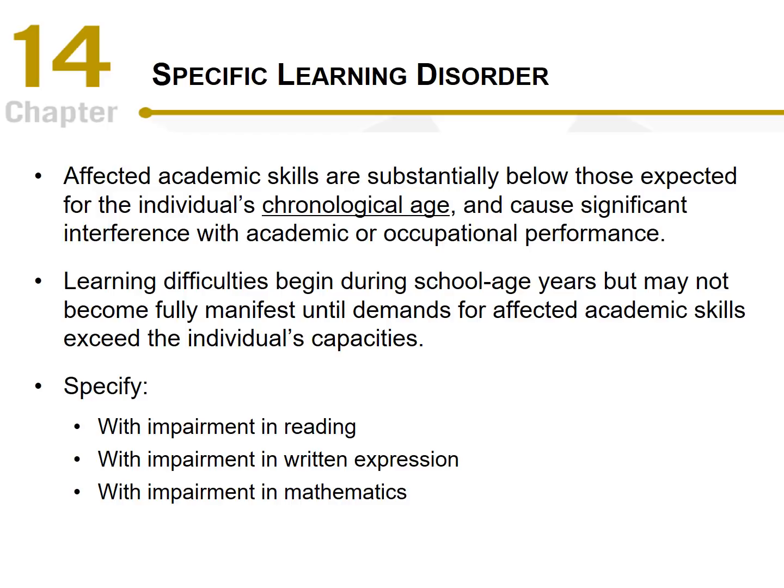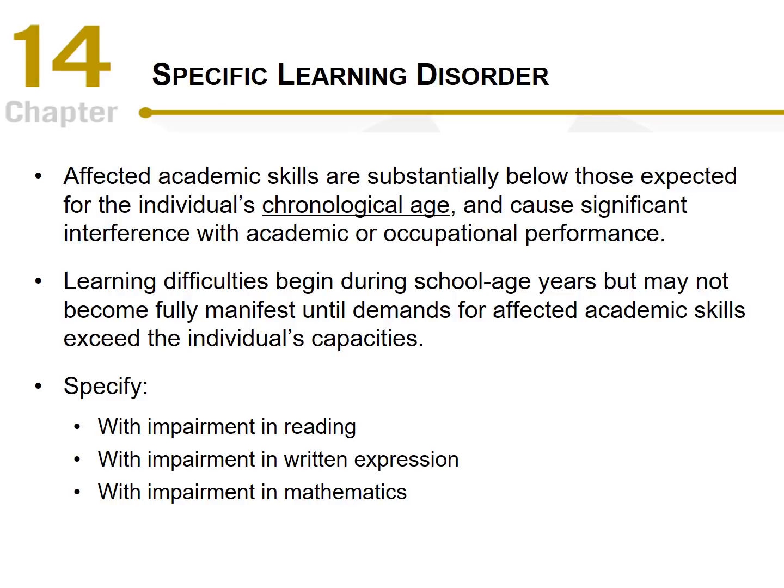Okay, now just a couple of other things I'll mention before we talk about the specifiers. This has to be occurring for at least 6 months, so it has to be persistent for at least 6 months, and it's continuing despite some interventions that are targeting those difficulties. So a teacher has identified that this is a problem, it's persisted for some time, and there's been some effort to try to help build skills or remediate skills in some of these areas, and yet the problems persist.